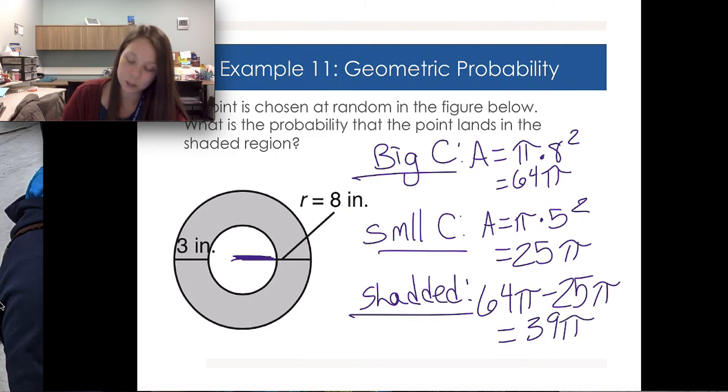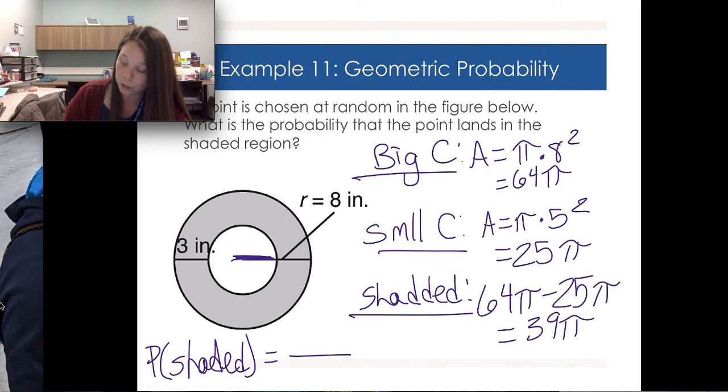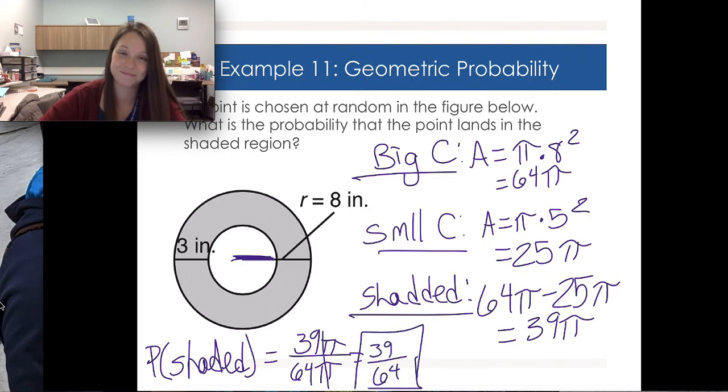Now I left things in terms of pi because when I'm calculating the probability that this point lands in the shaded region, I have my total area, which is the big circle, 64 pi on the bottom. The shaded area is 39 pi. And the really beautiful thing is that those pi's divide out, leaving me with 39 over 64 as my answer. So sometimes it works out to not write things in decimal form.